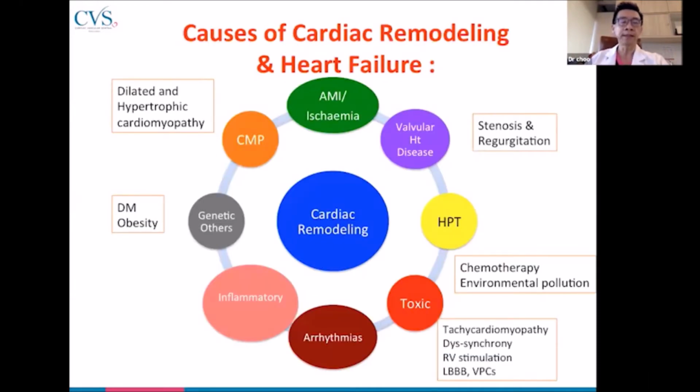Now, we know that there are so many possible causes of heart failure, from toxic causes to rhythm problems and so on. But we're going to focus mainly on ischemia, which is the number one cause of heart failure worldwide. And regardless of the etiology, all will come to the same natural history, whereby there is a progressive change in the cardiac shape and function. We call it cardiac remodeling.